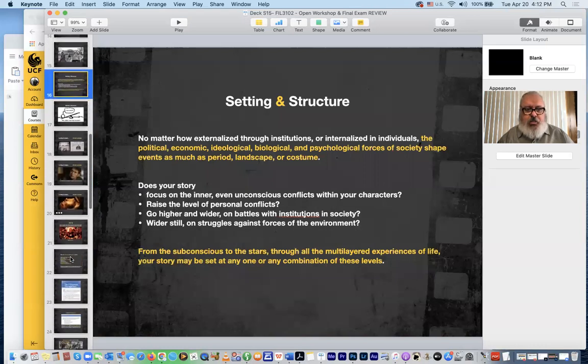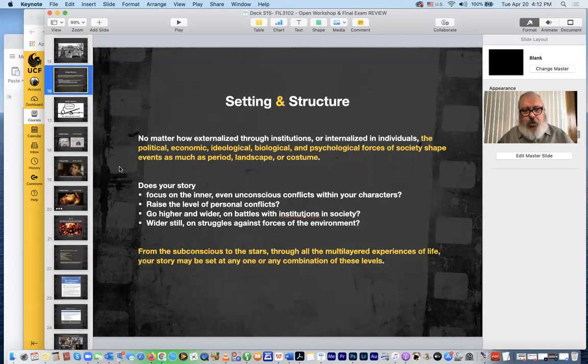So that was in context to setting and structure. And we want to remember that no matter how externalized through institutions or internalized by individuals, the political and economic, ideological, biological, and psychological forces of society can shape the events as much as period and landscape or costume.